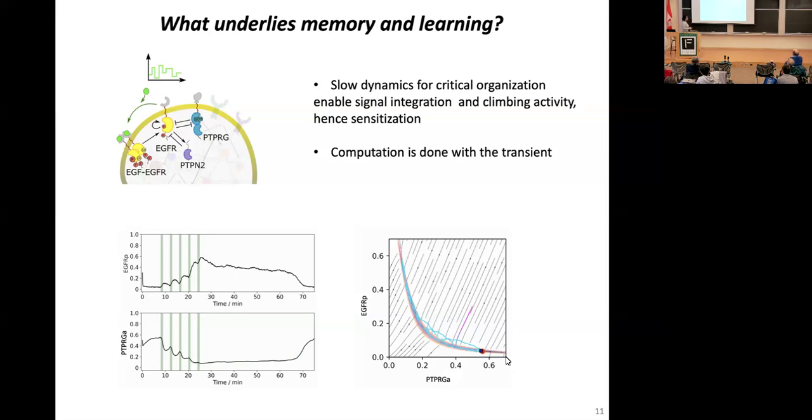So this organization close to a dynamical bifurcation is important for cells because it enables them to sense time-varying signals, because they get the form of a dynamic memory. But this slow dynamics is also important for the system to generate a climbing activity and thereby have this basic form of sensitization. And very important to mention here is that during this whole process of integration of the signal, the system is actually maintained away from a steady state. So the computation is formally done with the transient of the system.